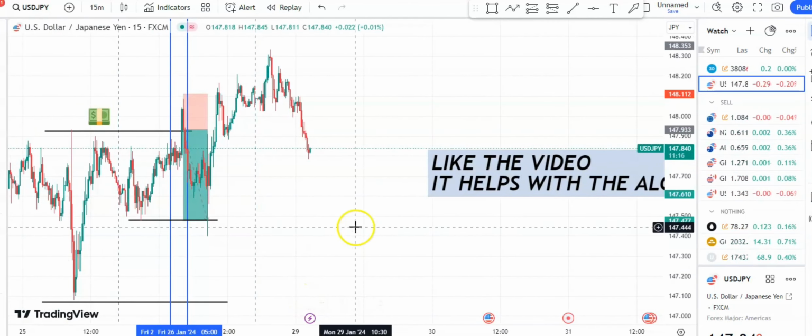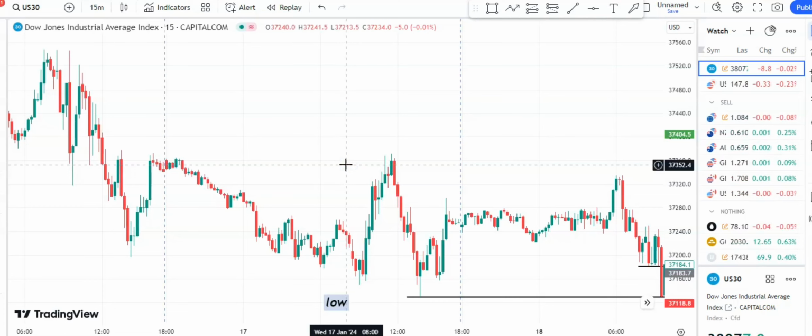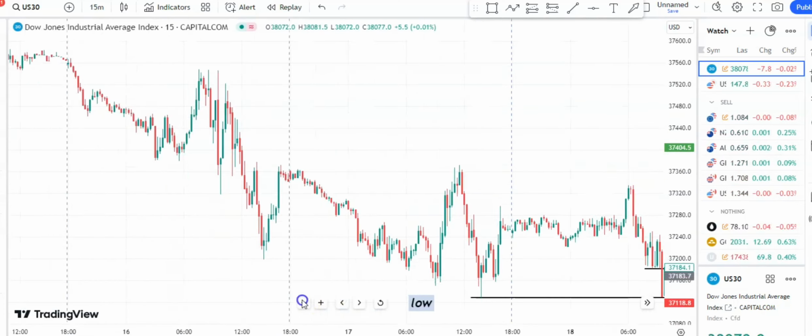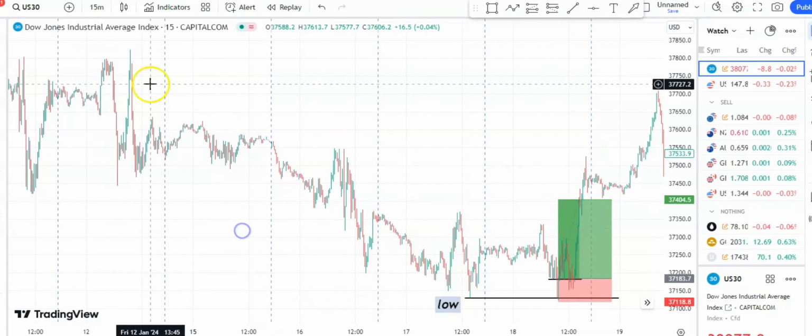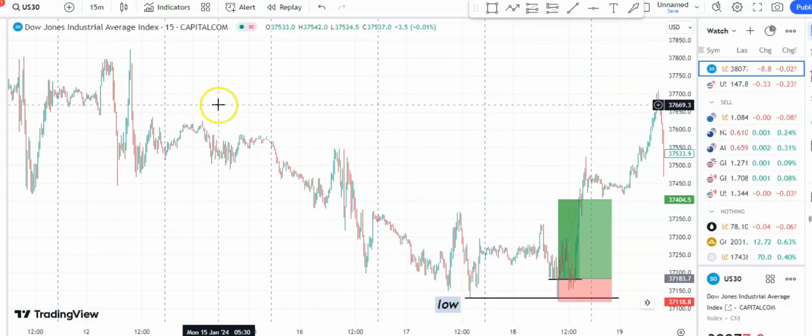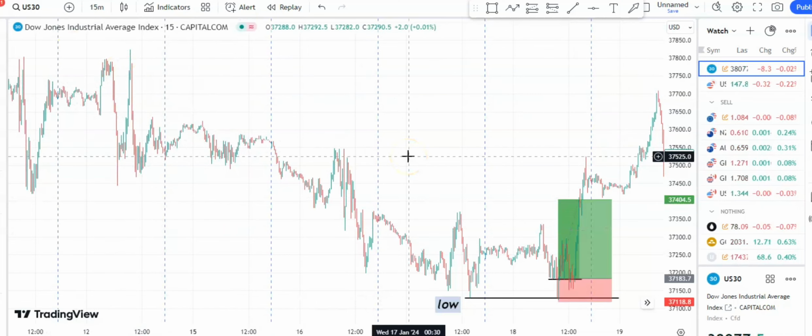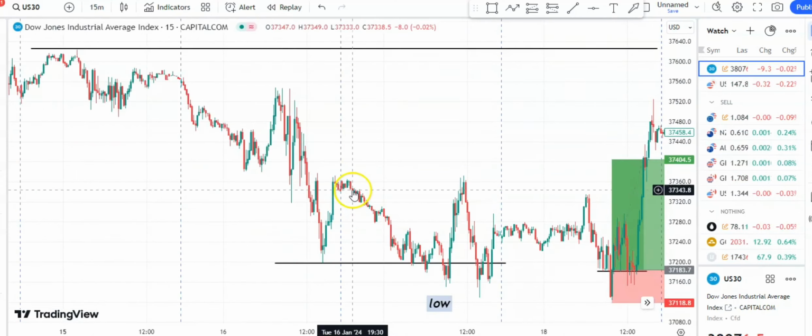Back to what we were talking about. How does all this connect? Let's look at a couple of examples. So we have US 30, and this was on the 17th of January, so you can actually go back and test it yourself.